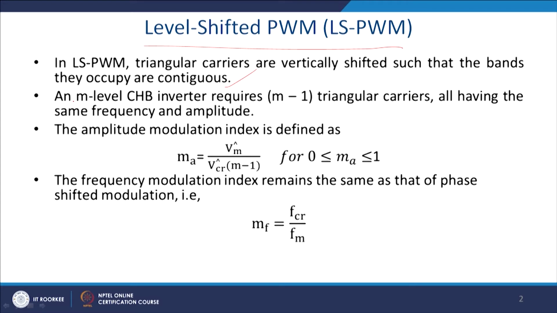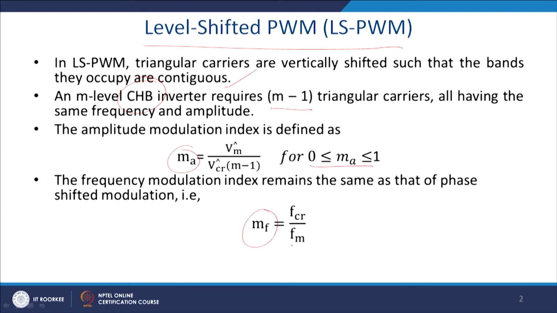An M level cascaded H bridge inverter requires M minus 1 carriers. If you have a 5 level, you require 4 carriers, all having the same frequency and the same amplitude. The amplitude modulation index is defined as Ma = Vm / (Vcr (M minus 1)), with Ma between 0 and 1, and the frequency modulation index remains the same as that of the phase shifted modulation, that means Mf = Fcr / Fm.